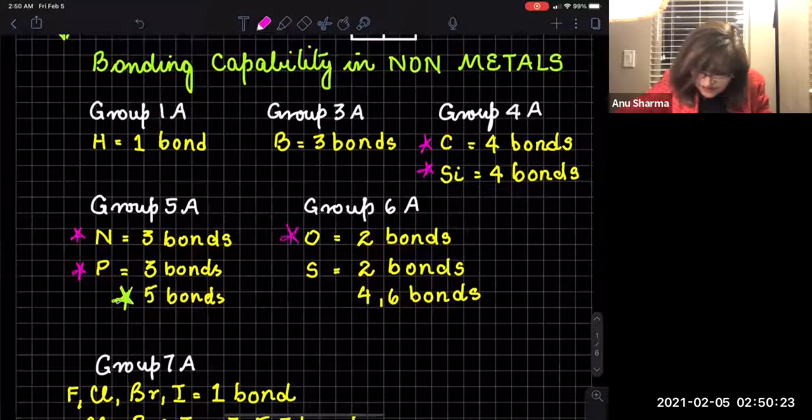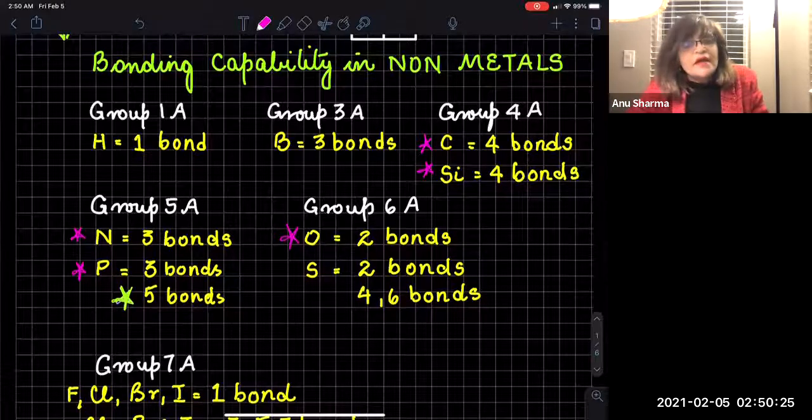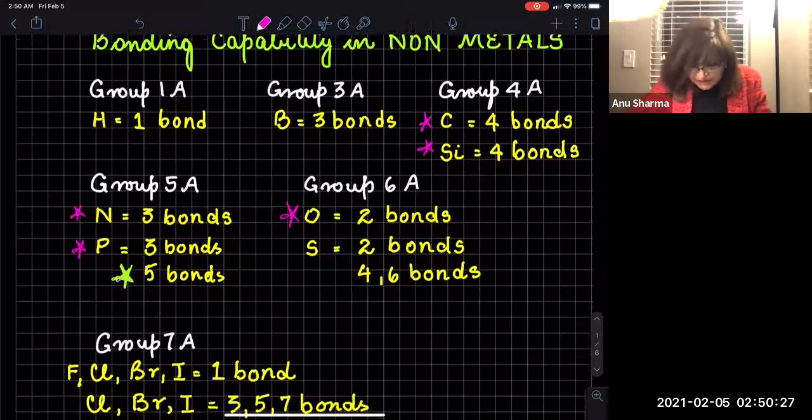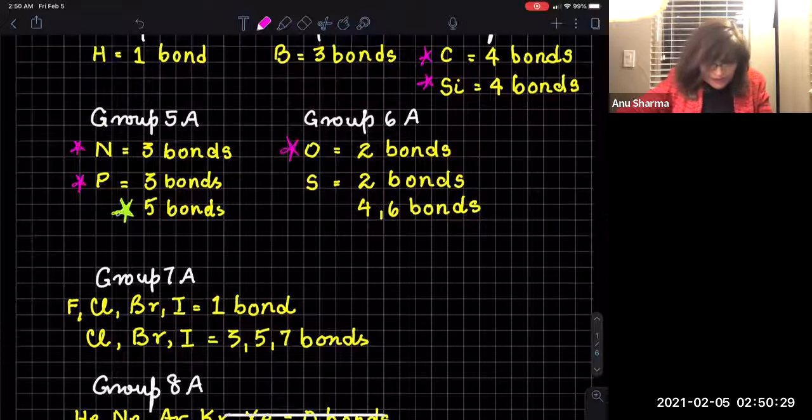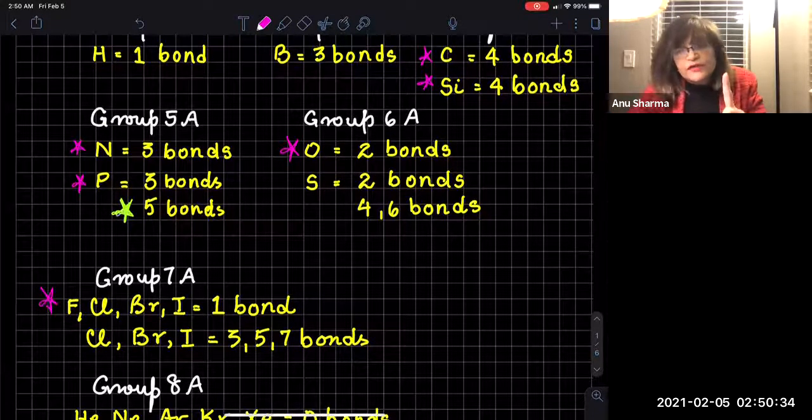And here is the oxygen, okay? Same is the case. Let's just focus here. Fluorine, chlorine, bromine, iodine have 7 valence electrons. They only need 1 more electron to fill the octet. So that's why they will only make 1 bond.